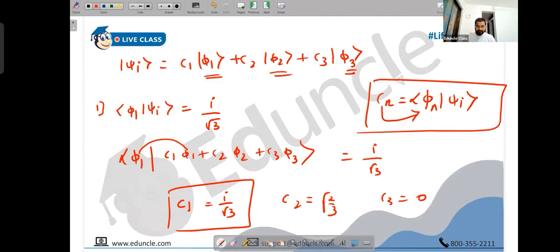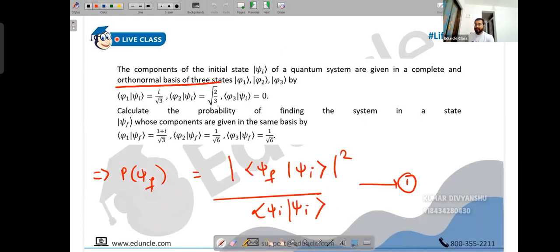Tell me if you have any confusion there. So phi 1 psi I is I upon root 3, so C1 is I upon root 3. Similarly, phi 2 psi I was root of 2 by 3. So C2 is root of 2 by 3, no?